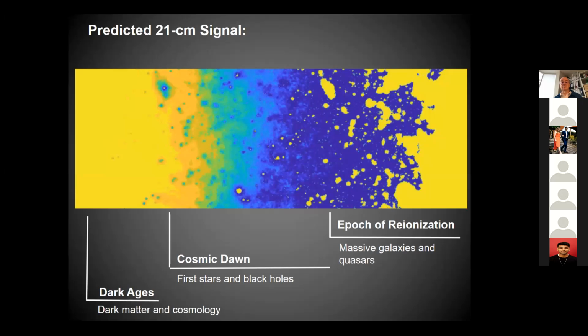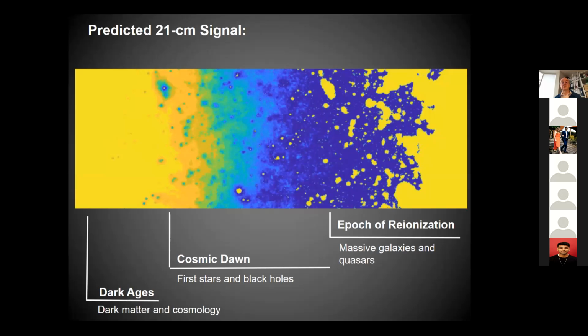So, not to do too much of an introduction, I'll just show you this light cone of 21 centimeter as the universe evolves from the dark ages on the left to the end of the epoch of reionization on the right. We see that 21 centimeter undergoes a variety of changes.